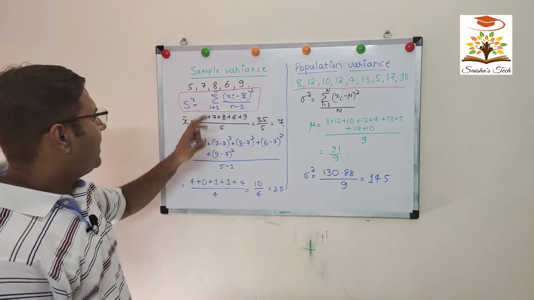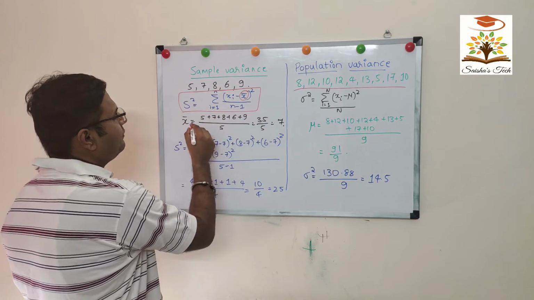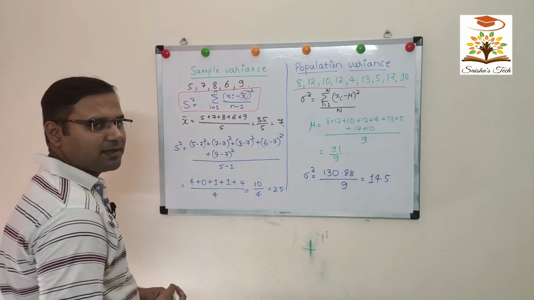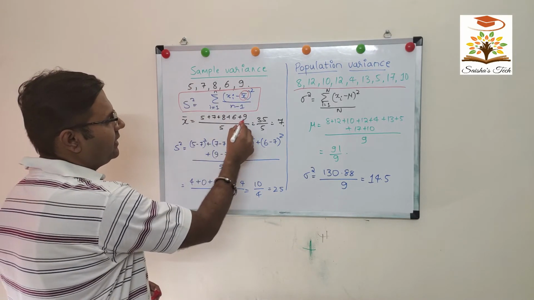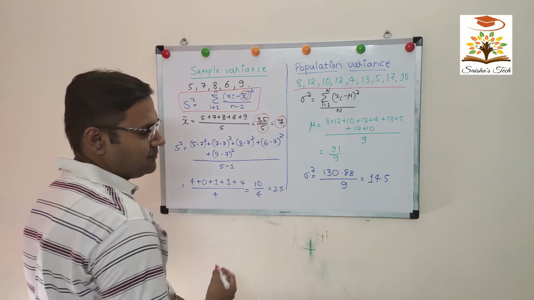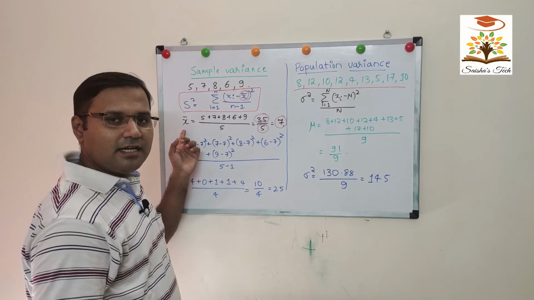This can be represented by, here, to find the mean, we have to add all the values in the data set divided by the number of elements present in the data set. Here we have 5 of them, we are adding all of them, the total is 35, divided by 5 is 7. Now the mean of the data set is 7.